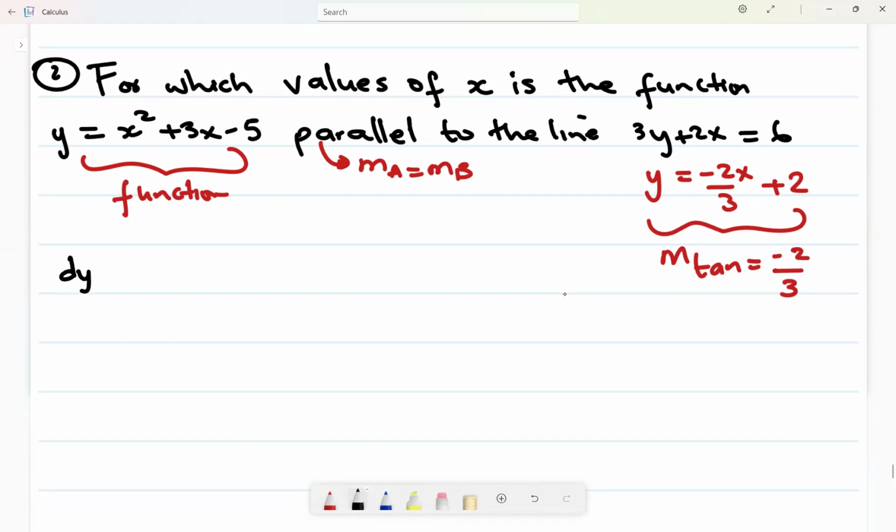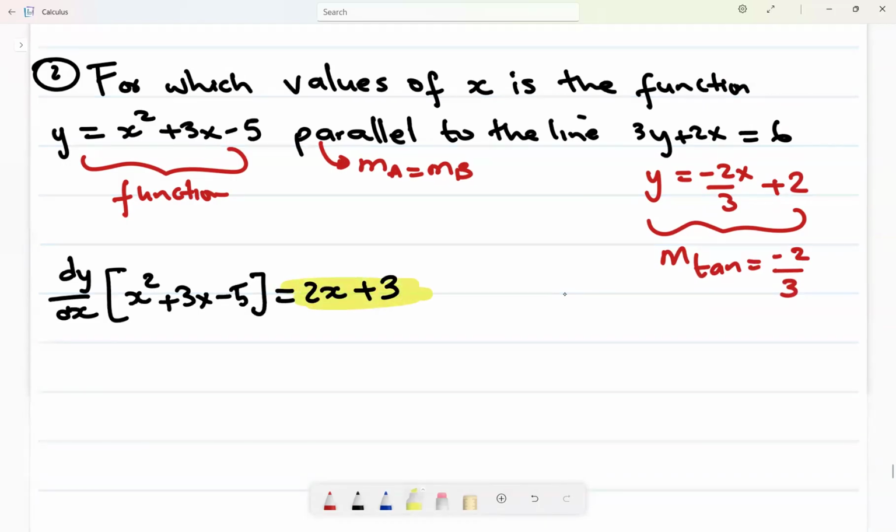So I'm going to say dy/dx of x squared plus 3x minus 5. This is the gradient. It is equal to 2x plus 3. This is the derivative of this function. Okay. But now I should equate it. Let me say for parallel lines, the gradient of a function should equal the gradient of a tangent.